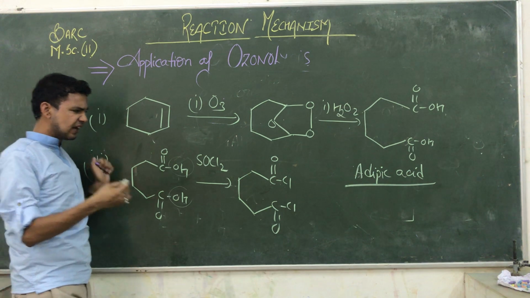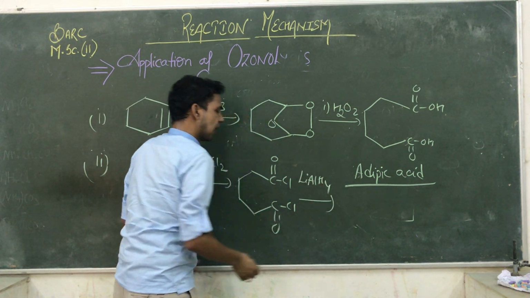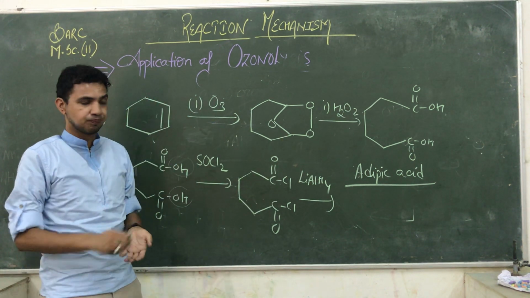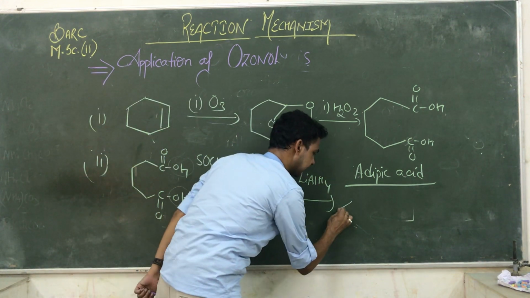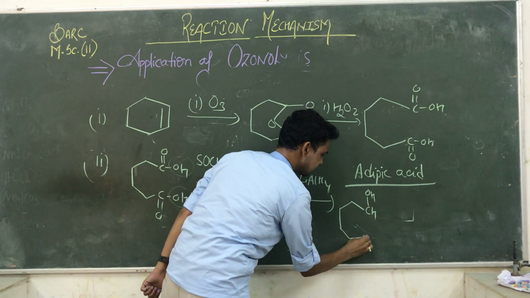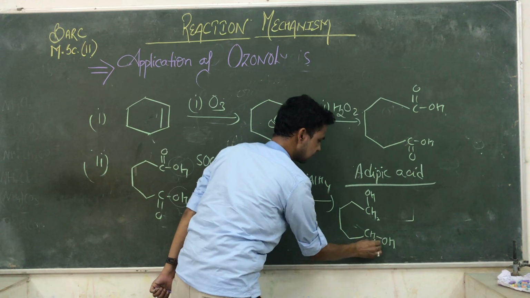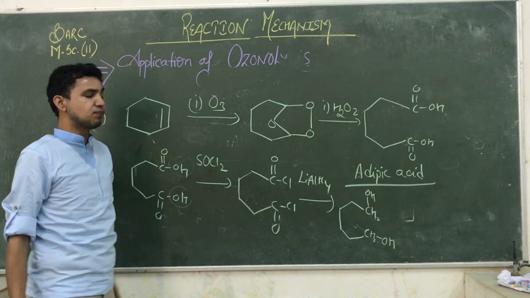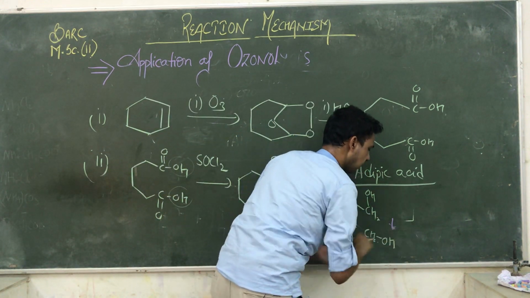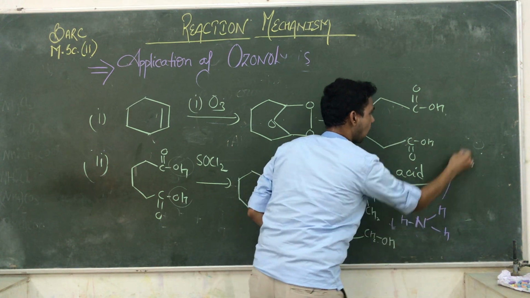Okay. In the next step, we are taking the reducing agent LiAlH4. So LiAlH4 helps to remove this chlorine and convert this O into OH. So that is the reduction process, and we are getting what? That is CH2OH, and this is CH2OH. In the next step, we are passing an excessive amount of ammonia. Ammonia is NH3, H, H and H.